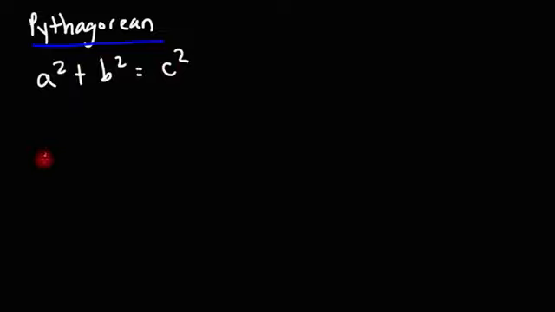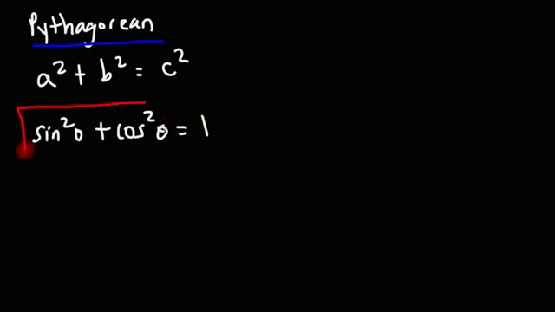Now the next thing you need to be familiar with are the Pythagorean identities. So think of the Pythagorean theorem, a squared plus b squared is equal to c squared. Here we have sine squared plus cosine squared is equal to 1. So that's the first Pythagorean identity that you need to know.